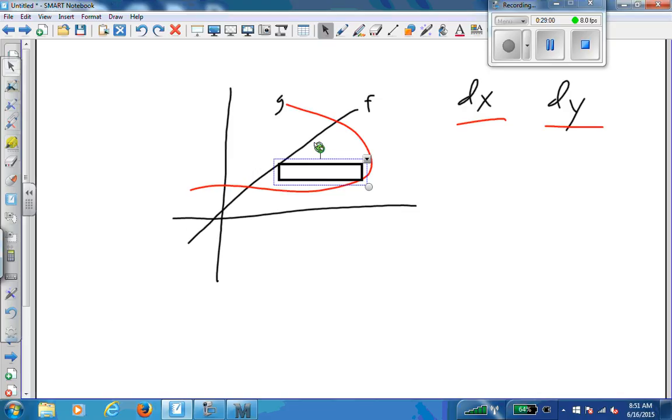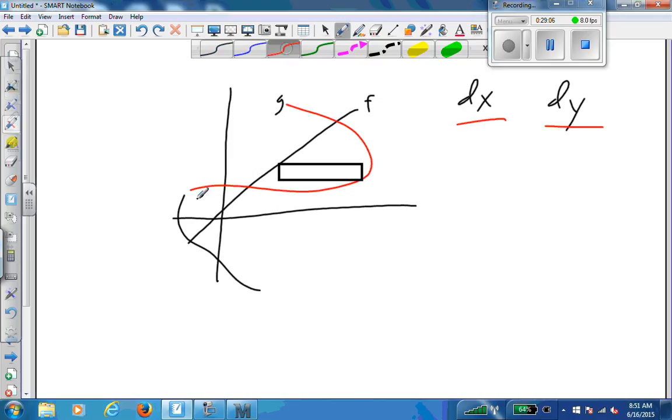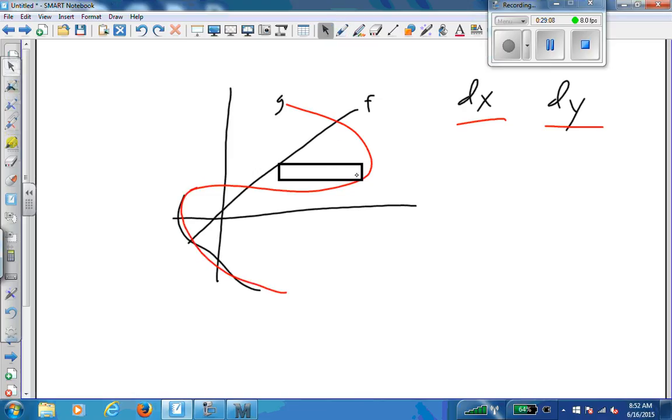Now, with them intersecting, it could swap which one is which. If we were to take it and move it down here, now the right function is F and the left one is G, where here the right one was G and the left one was F. So, that's okay, but we want to make sure that for the whole section, we have one function on one side, another function on the other side. So in this case, we would integrate with respect to y.